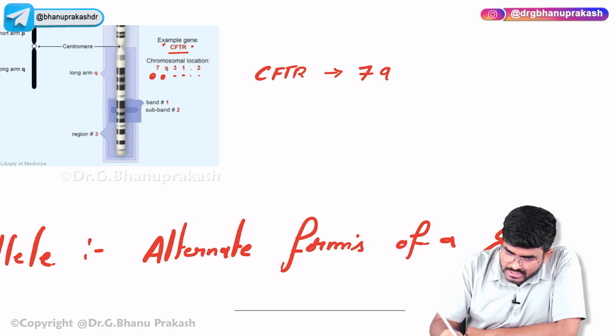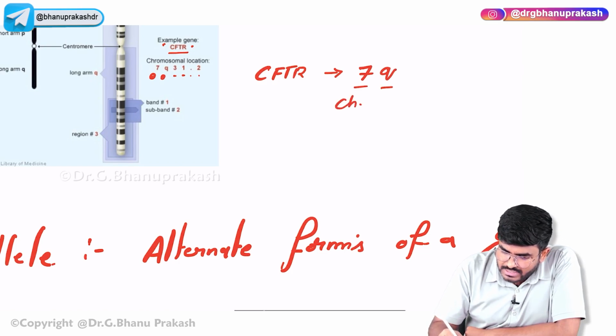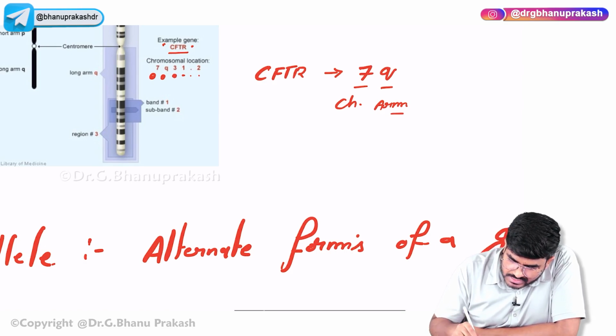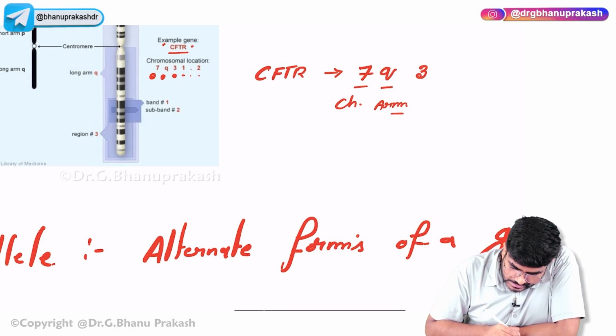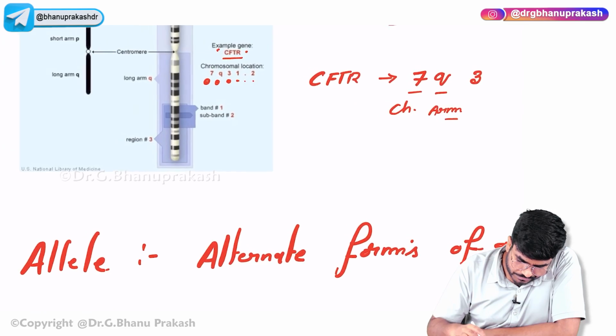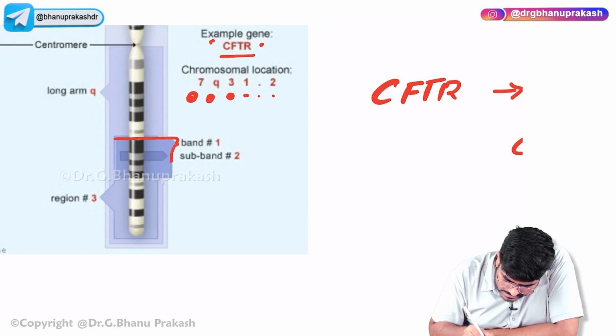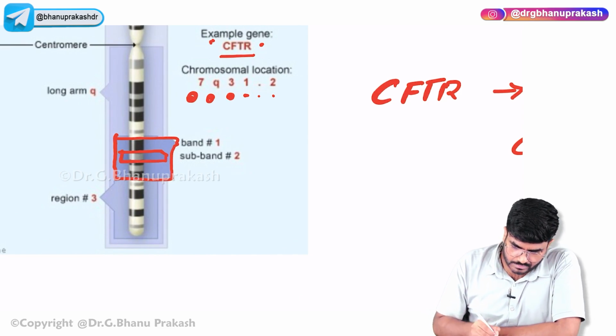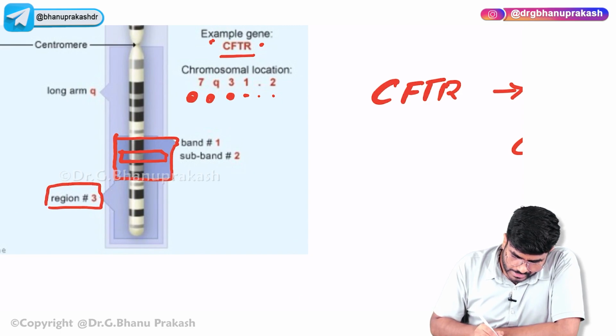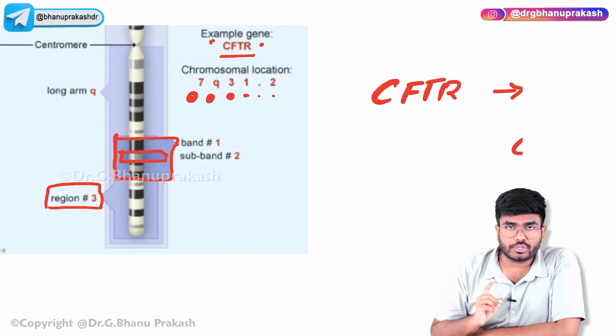7q, what does that Q stand for? 7 stands for which chromosome? Q stands for which arm it is located on. And 3, what does this 3 stand for? Let me show you here. Guys, look here, there is a band and this is a subband. Band, subband and region, there are 3 things which I want you to know.